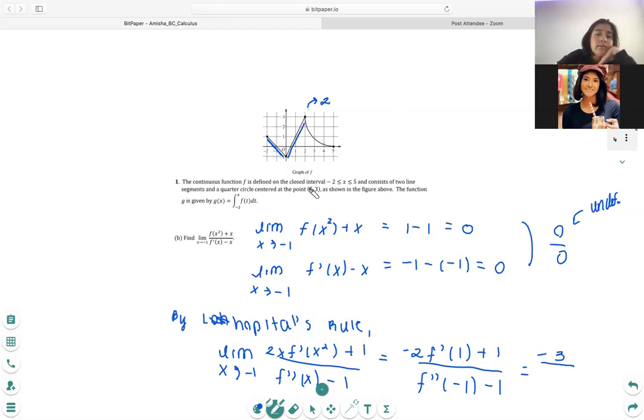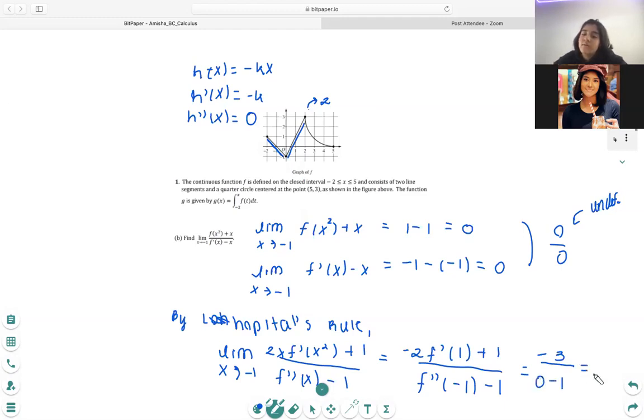Well, let's think about it. If f is a linear function, let's say this part is a linear function. We can say h of x equals negative kx. We know k is -1 in this case, but let's leave it negative kx. And if we take h prime of x, we get negative k, and h double prime of a constant is simply 0. So we can say f double prime of this linear function will be 0 minus 1 will give us -3 over -1, a final answer of 3.